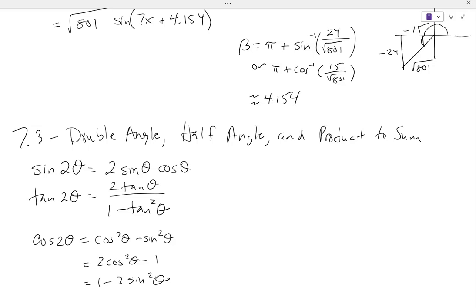For each of the 3, we used the sum formula for each of them to get those formulas, right? We just wrote 2 theta as theta plus theta, and actually I think we did it with x's to start with, but the letter doesn't matter, right? So that was how we got these. These last 2 were just doing Pythagorean identity substitutions for either sine or cosine to get the other 2.